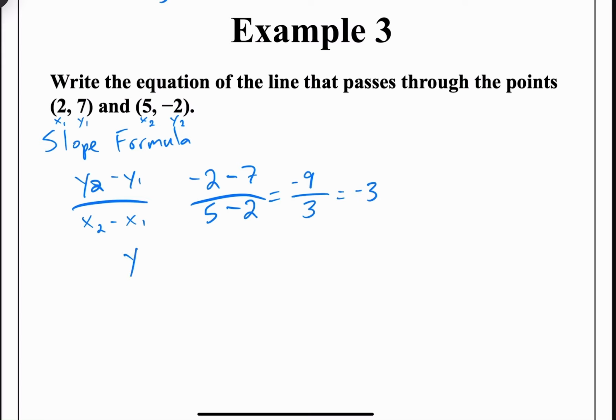So now I could write y equals -3x plus b. And at this point, I want to solve for b, so I need to take one of these ordered pairs and plug it in for x and y here. It doesn't matter which one, you can use either one. So we might just use the first one, just to keep it simple. So if I use the first ordered pair, y is 7, and x is 2. So I'm going to plug 2 for x and 7 for y. And now I just need to solve this out. So negative 3 times 2 is negative 6.